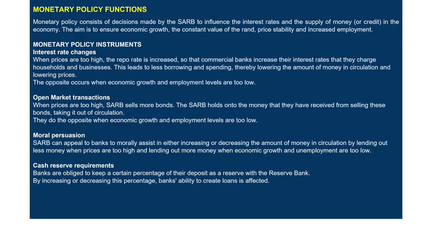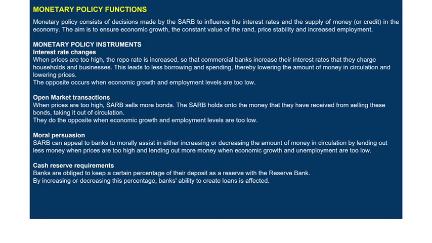Right, so the first one, the interest rate changes. When prices are too high, the repo rate is increased so that commercial banks increase the interest rates that they charge households and businesses. This leads to less borrowing and spending, thereby lowering the amount of money in circulation and so therefore lowering prices. So when we say when prices are too high, that means inflation is increasing.